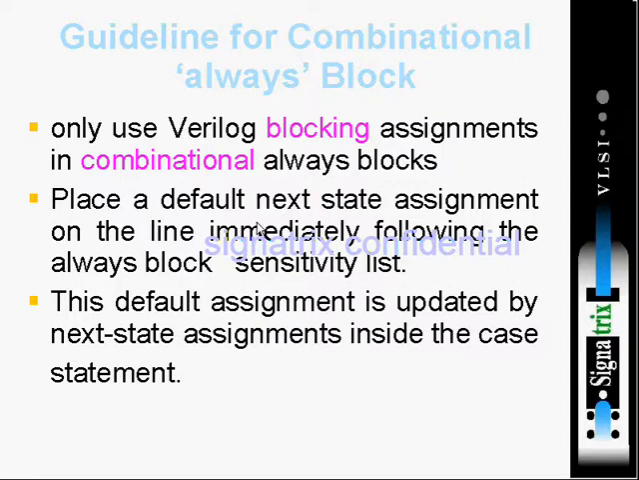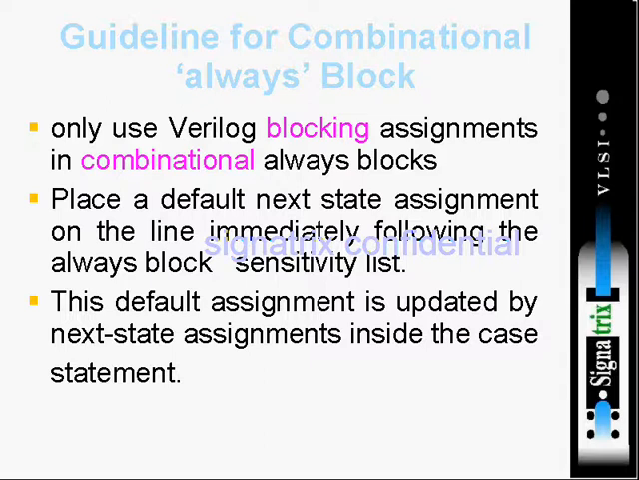So default next state assignment means, usually, suppose you take an FSM in which 3 states are there. One is idle state, one is read state, one write state. So idle state we are representing with 2'b00, read state we are representing with 2'b01, and write state we are representing with 2'b10. Okay, so from idle to read we go if we get some input combination. Similarly, from read to write we go if we get some input combination.